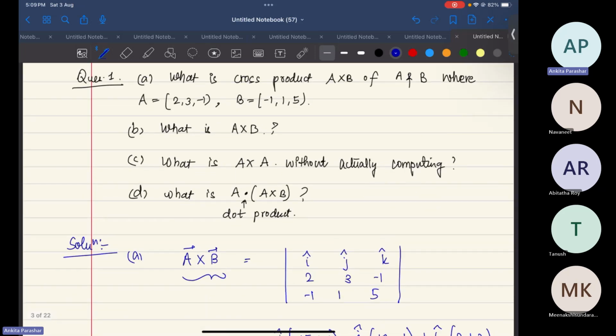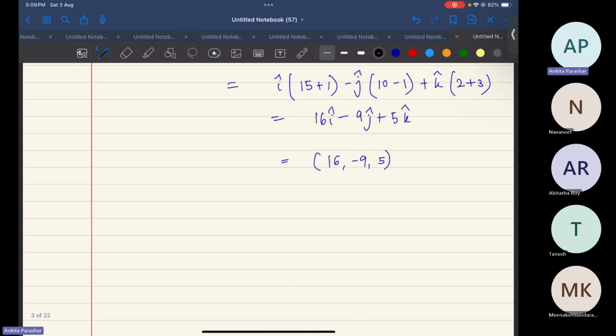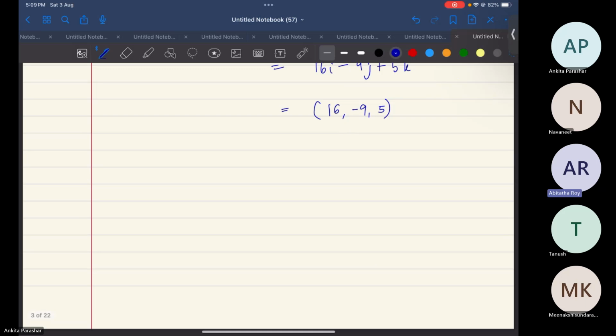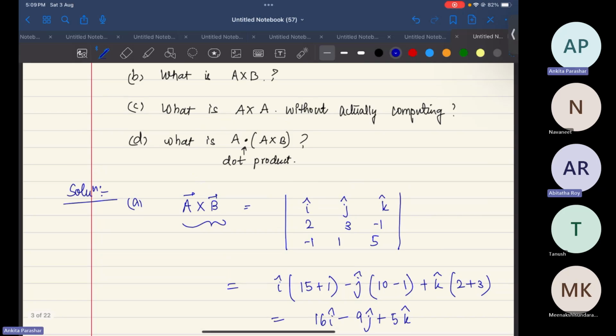And without computing, what can you tell me about A cross A? It's 0. How? If we visualize it in the form of the determinant itself, then two rows become equal, and if we perform a row operation, we can convert one row to 0 completely. So the answer is 0.